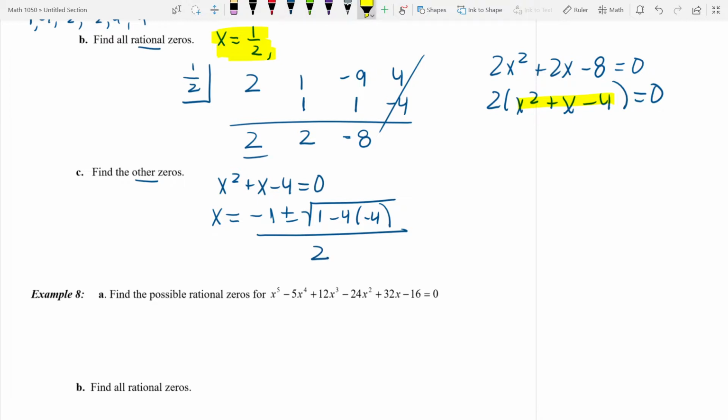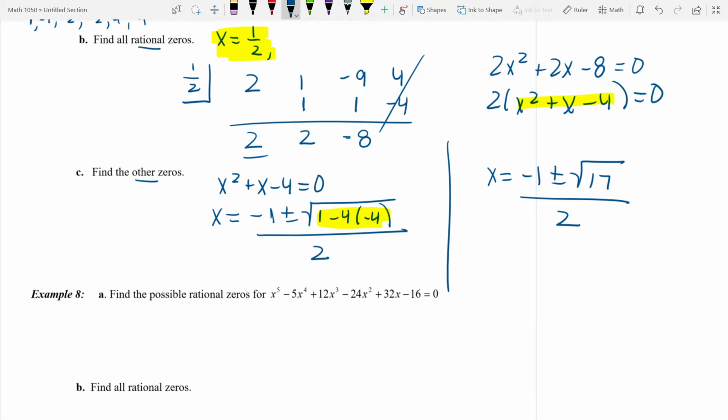Now, everybody listen to this. See this right here? So many people mess up on that. So I want you to grab your calculator and put that in, please. So go 1 minus 4 parentheses -4, close it, enter, and I got 17. So now I have x equals -1 plus or minus the square root of 17 all over 2.